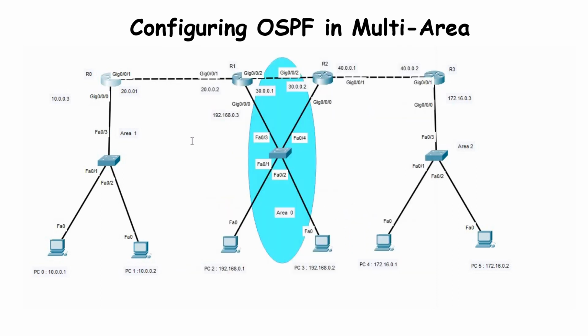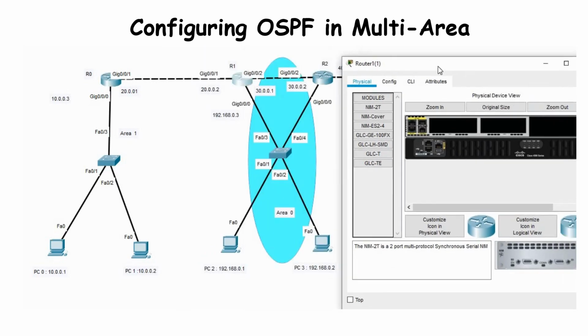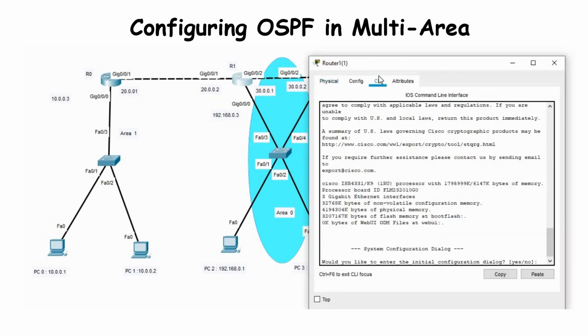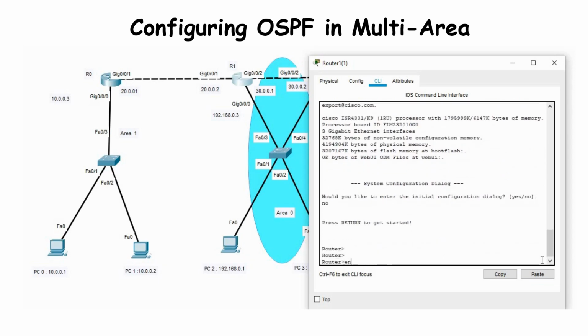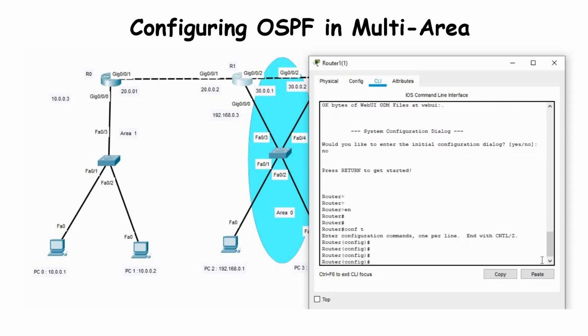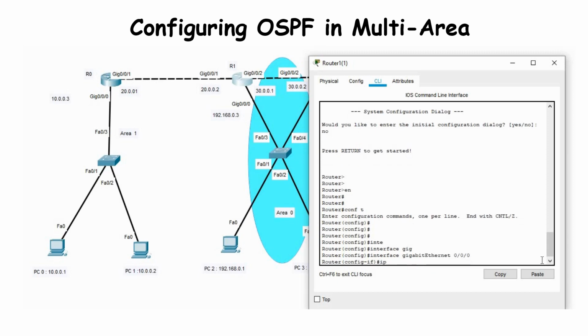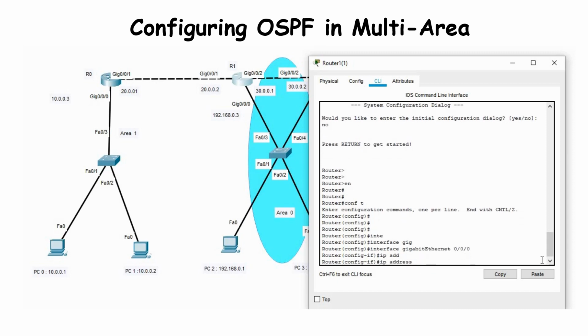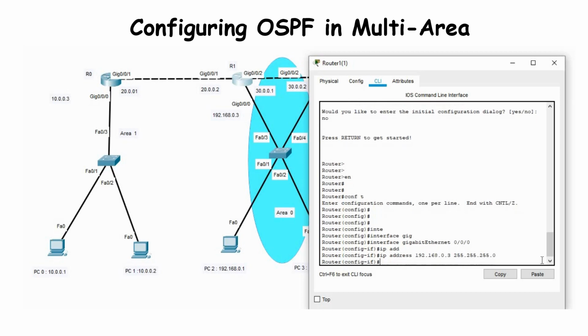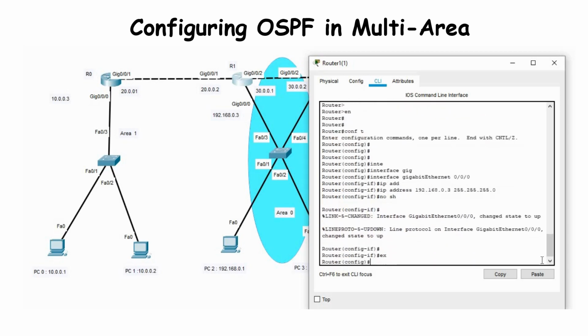I will go to router 1. Router 1 has 3 interfaces. We'll go for enable mode, configuration mode. First interface we'll take as gigabit 0/0/0. IP address is 192.168.0.3 with default subnet mask, and no shut to bring up the interface.